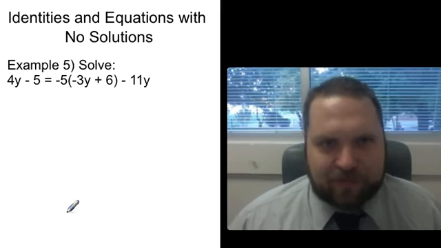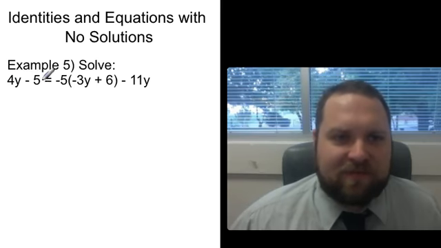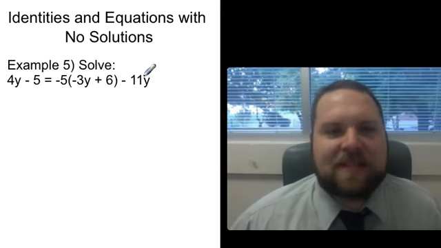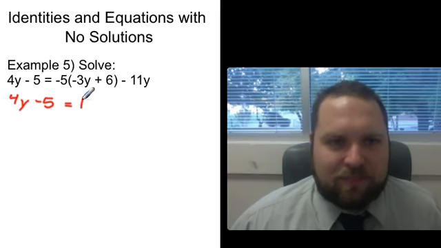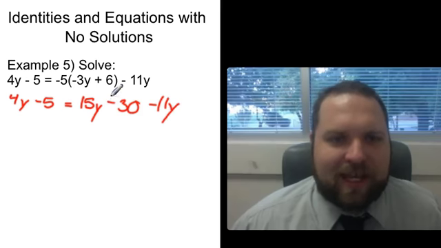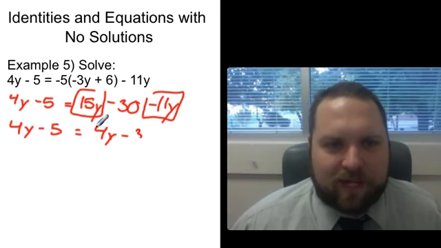So let's look at some examples of these types of problems. Here I've got 4y minus 5 equals negative 5 times (negative 3y plus 6) minus 11y. Let's distribute, because we know we need to do that first. Negative 5 times negative 3y would be positive 15y. Negative 5 times positive 6 would be minus 30 minus 11y. Now I have like terms that I can combine, so I will do that. I get 4y minus 5 equals 4y minus 30.